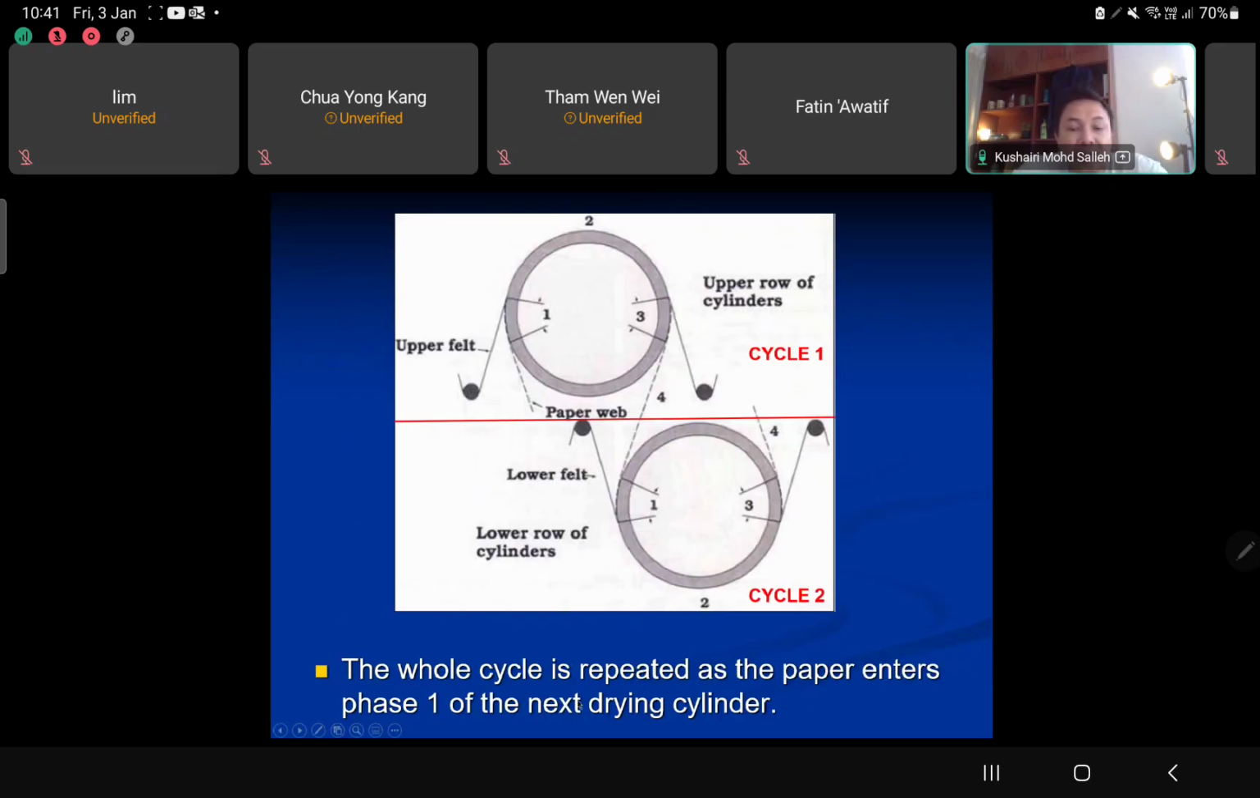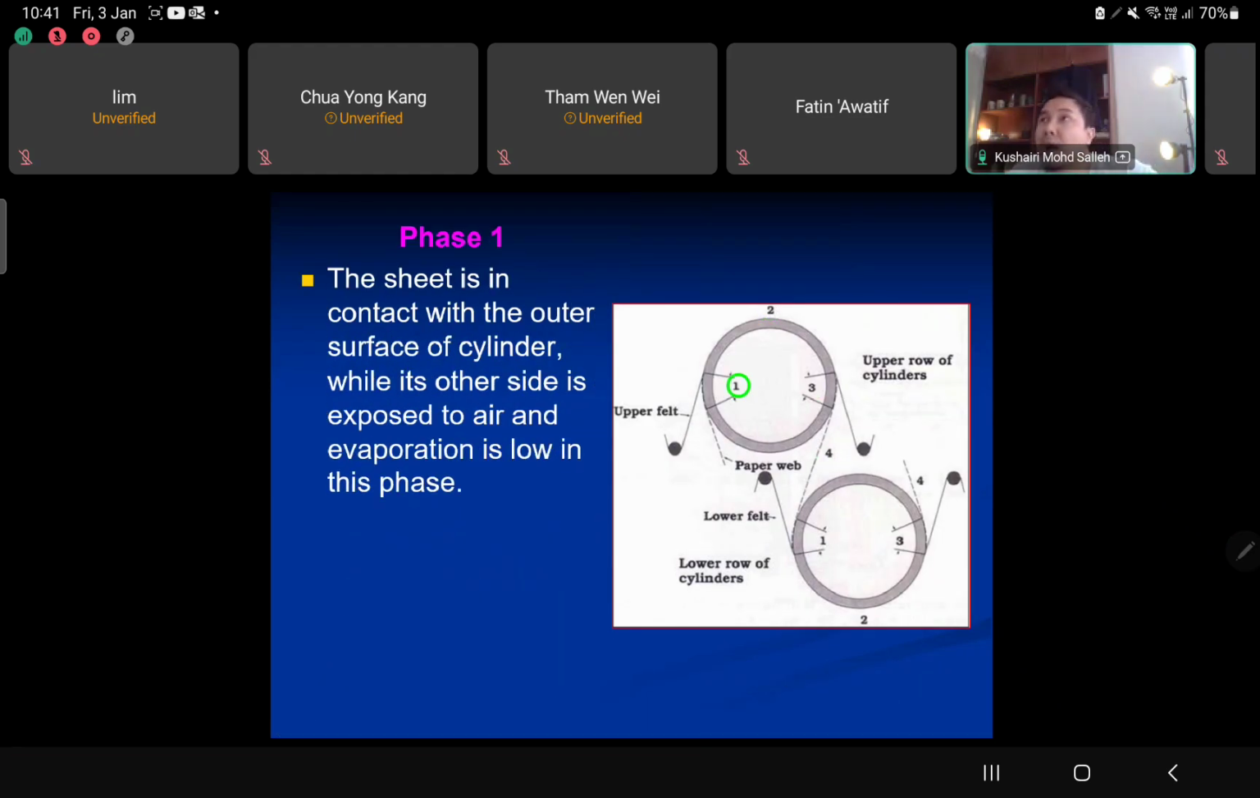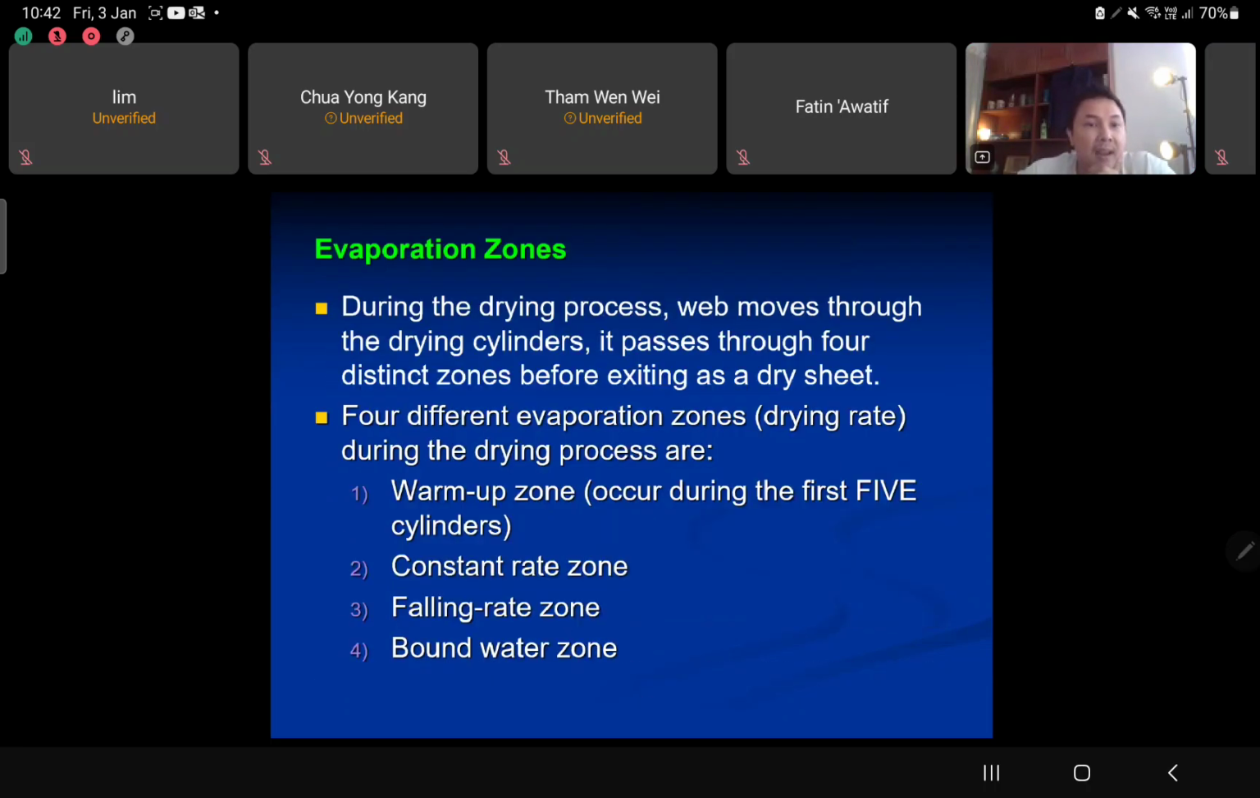And then the whole cycle is repeated as the paper enters phase 1 of the next drying cylinder. So these are the 4 phases that you need to understand. There is no evaporation in phase 1 and phase 2. Evaporation only starts in phase 3, and most evaporation happens in phase 4 because both sides of the web are exposed to the air. So the water can evaporate more efficiently, but at the same time the temperature will decrease. Very easy, right?